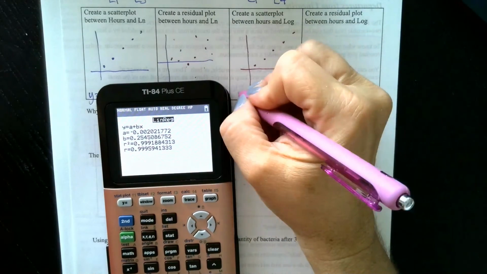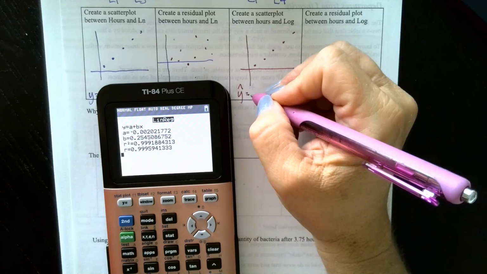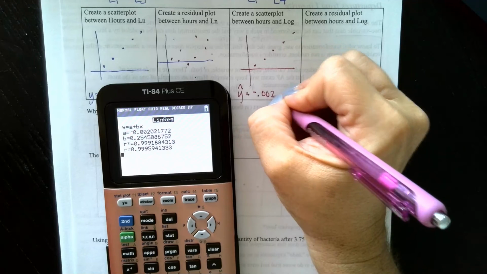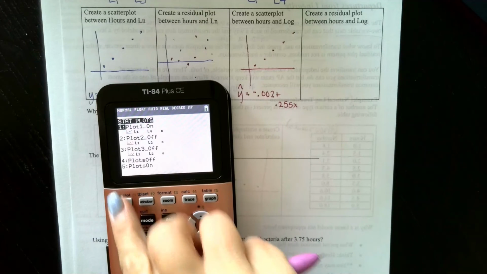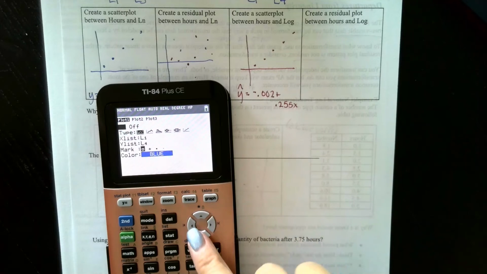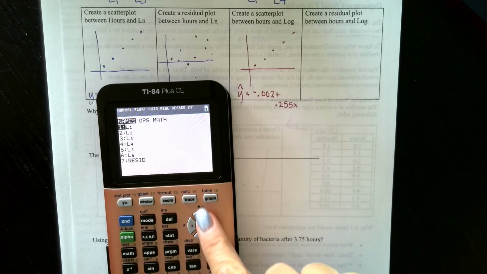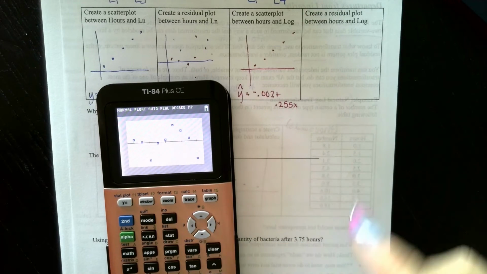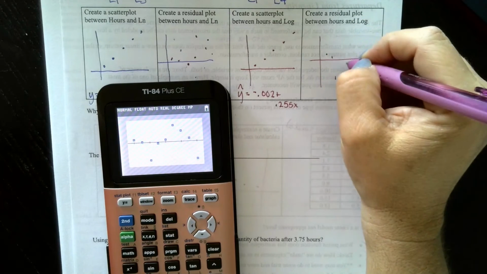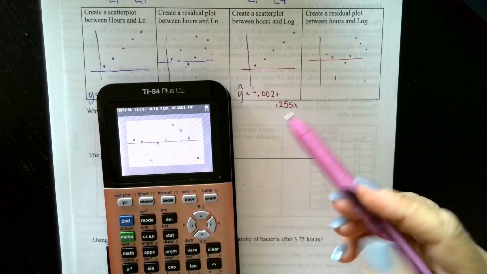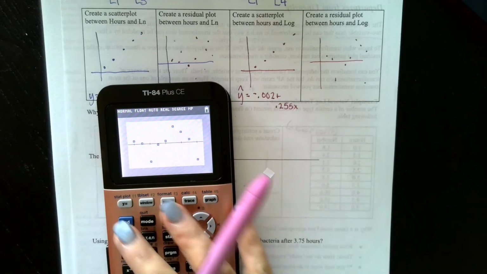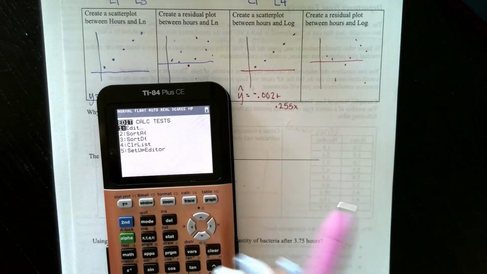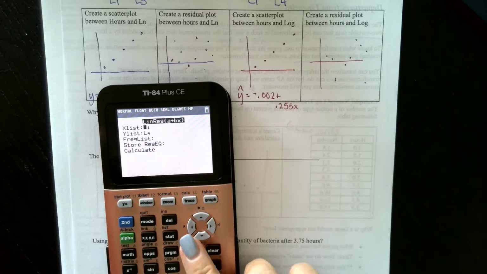So my line here becomes y hat equals negative 0.002 plus 0.255x. Okay, I'm going to come back to that in a minute. Now I'm going to go back into my stat plot, go down, and run my residual. And here's what I see. If you look at where we were with the first one, with ln, and where we are with the log, they look very, very similar. All right. I'm going to do one really quick thing since I made a mistake on that first one. I'm going to rerun this with L3 just to make sure I wrote my equation right.